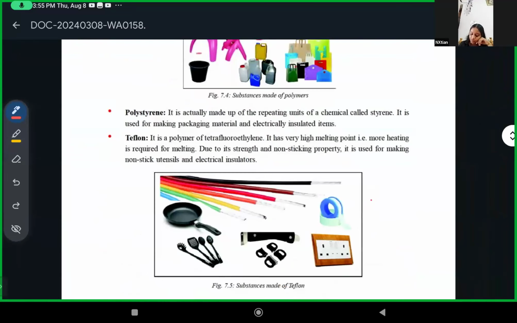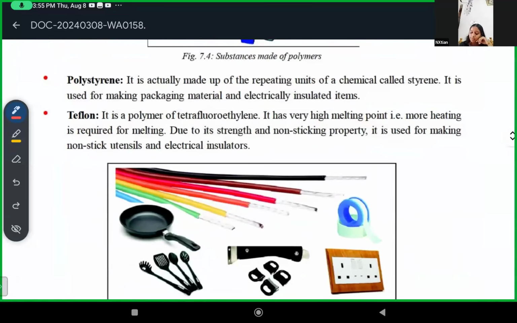Then we have polystyrene. This is made up of the repeating units of a chemical called styrene. It is used for making packaging material and electricity insulated wires. Have you seen such pipes with a coating around them? So this is that material. Polystyrene and Teflon.